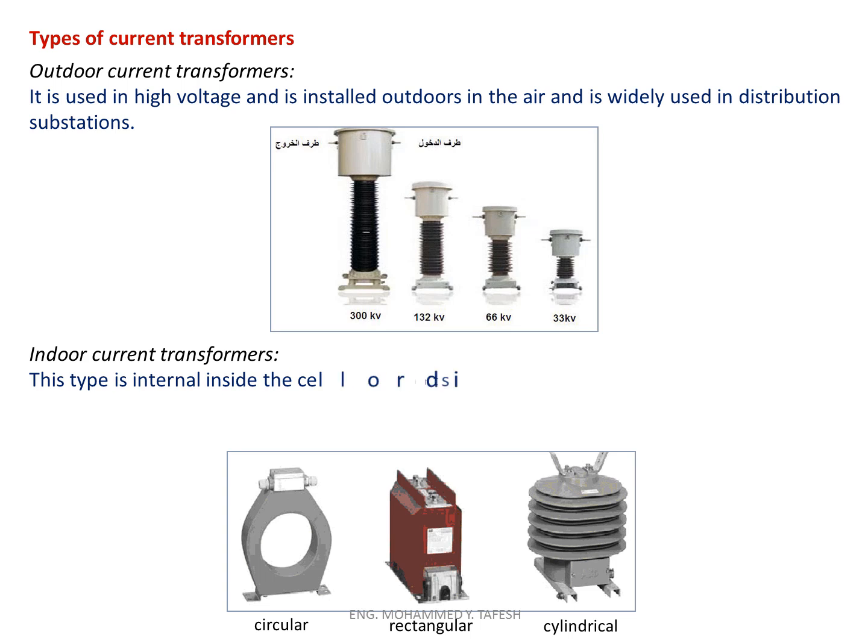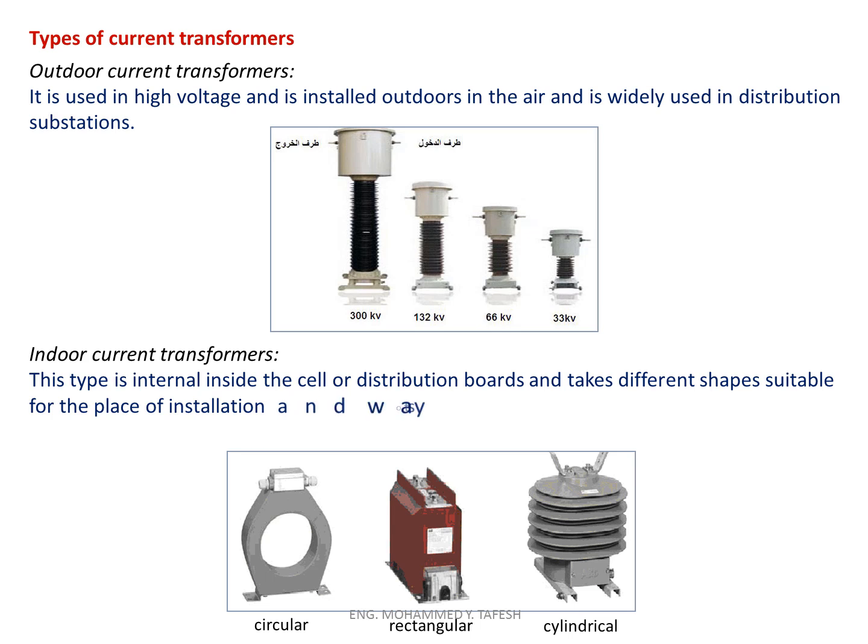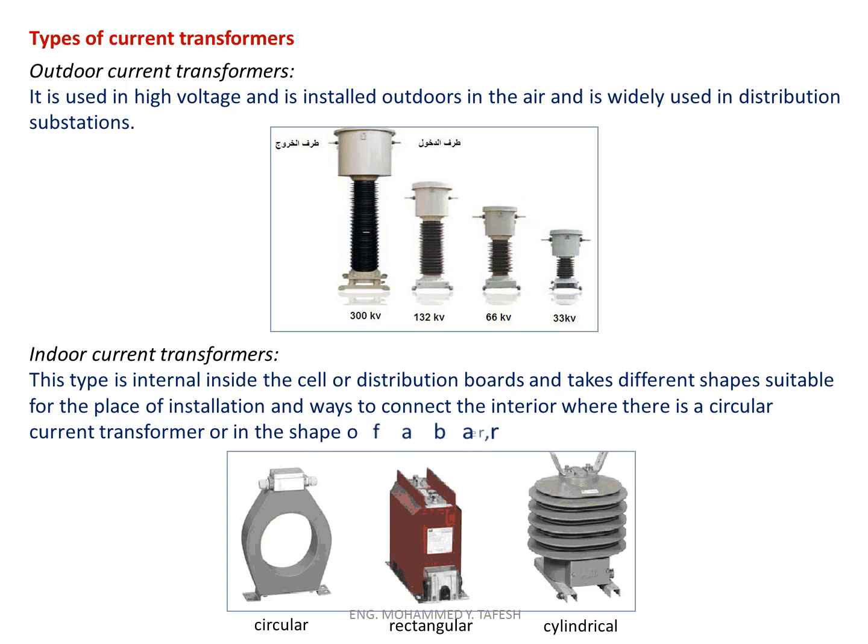It's used in high voltage and installed outdoors in air, and is widely used in distribution substations. This type is internal inside the cell or distribution boards and takes different shapes suitable for the place of insulation and ways to connect the interior, where there is a circular current transformer in the shape of a bar, rectangular and cylindrical shape. When you look at this picture, you will see three types of shape of current transformers, which is placed indoor: circular, rectangular, and cylindrical.